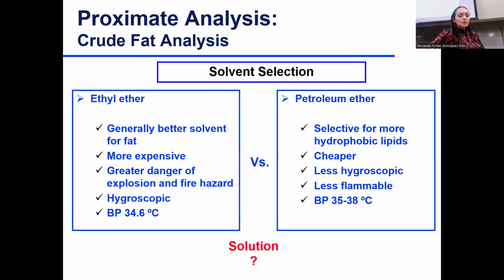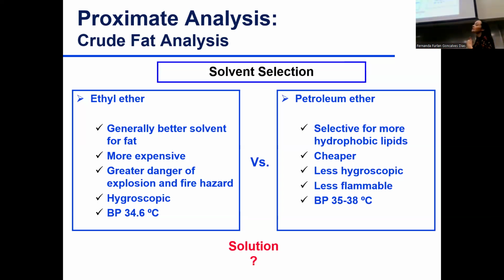Very common solvents used are ethyl ether and petroleum ether. We also have hexane, for example. We do a lot in our lab with chloroform and methanol, which is just a replacement for ethyl ether and petroleum ether. Ethyl ether is more on the polar side. It's more expensive, with great danger of explosion and fire hazard. Hygroscopic, boiling point of 34. They're pretty similar in boiling point.